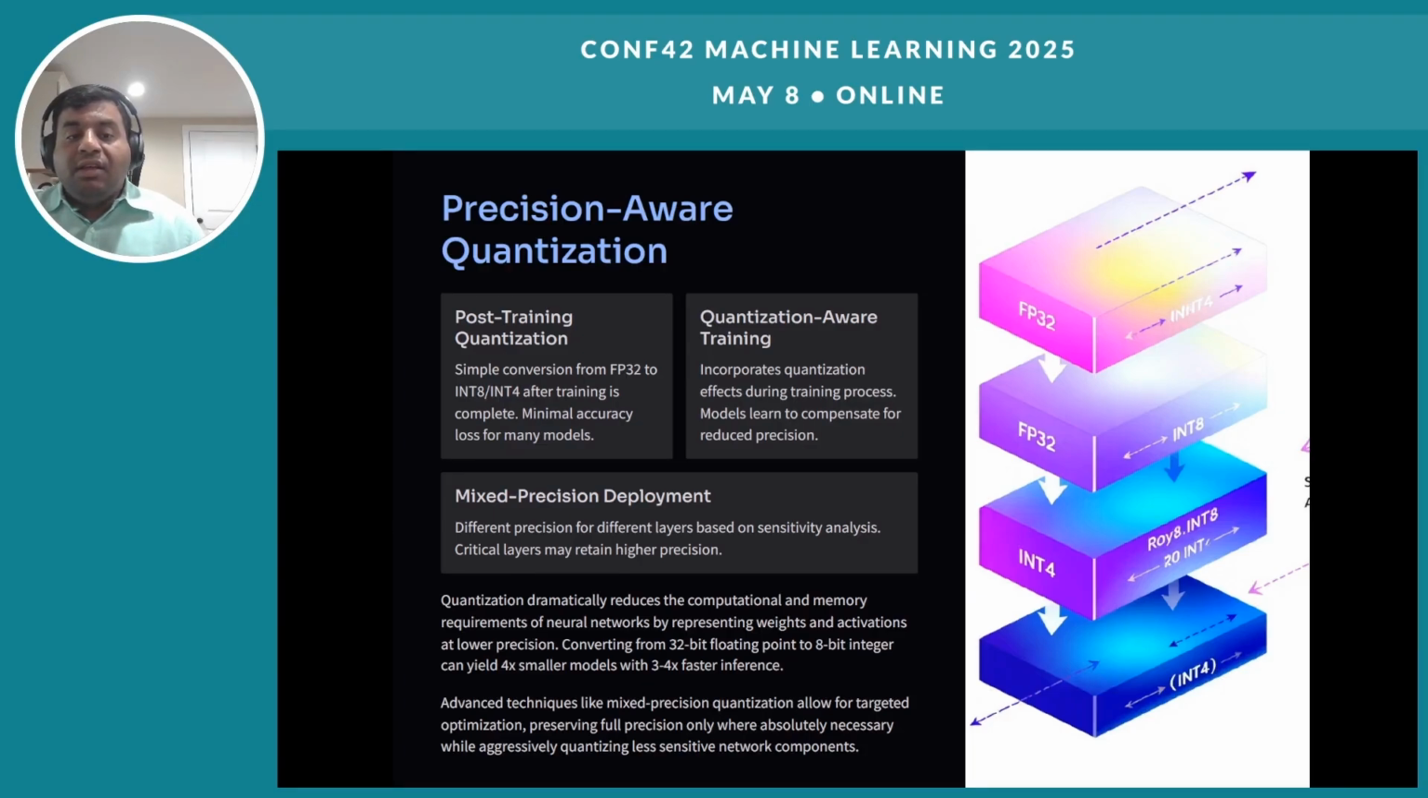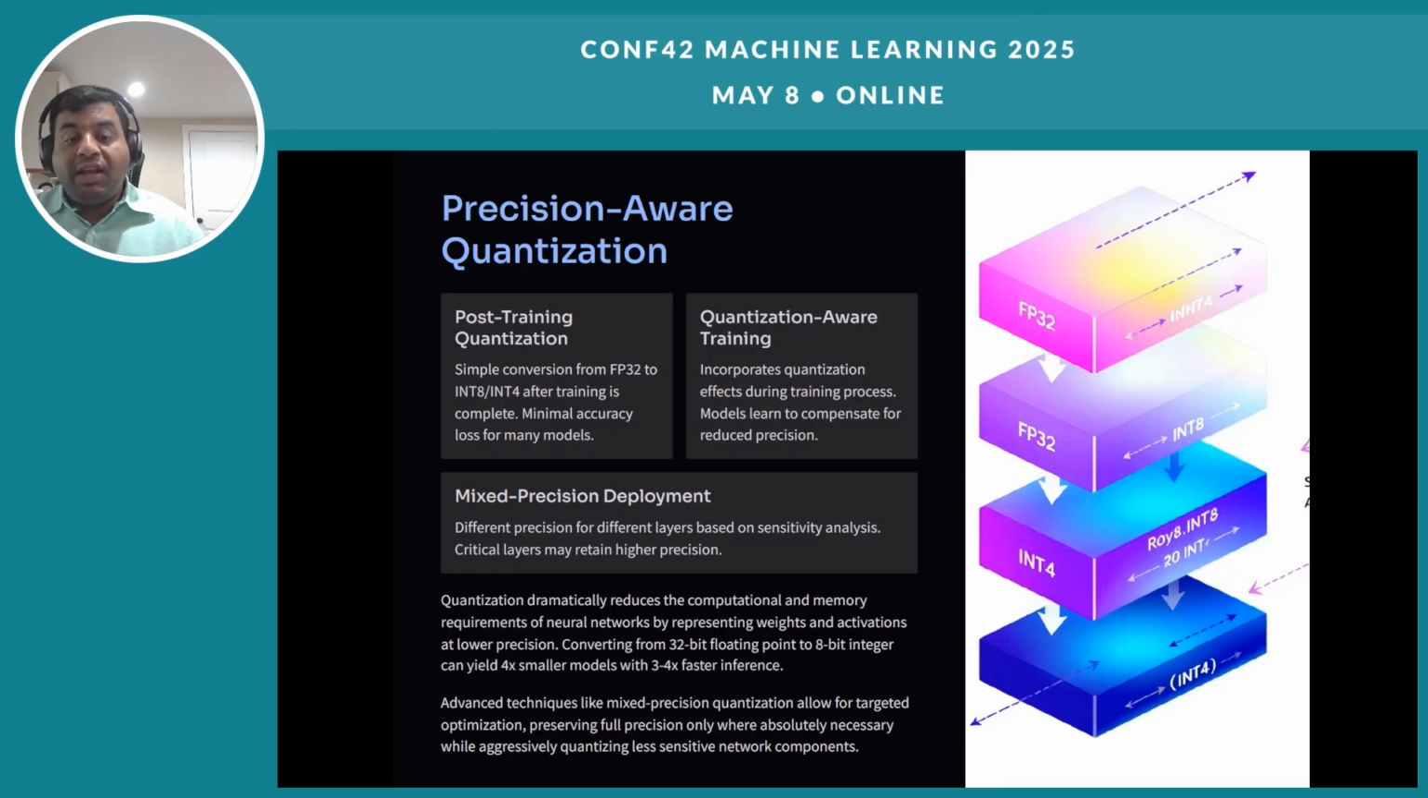Precision-aware quantization. This visual helps illustrate the concept. Standard training uses FP32. PTQ simply converts these FP32 weights to INT8 or INT4 after training. QAT simulates this conversion during training, allowing the model to adapt. An advanced technique is mixed precision deployment. Here, you don't have to quantize the entire model uniformly. You can analyze which layers are most sensitive to precision loss and keep them at higher precision, like FP32 or FP16, while aggressively quantizing less sensitive layers to INT8 or INT4.